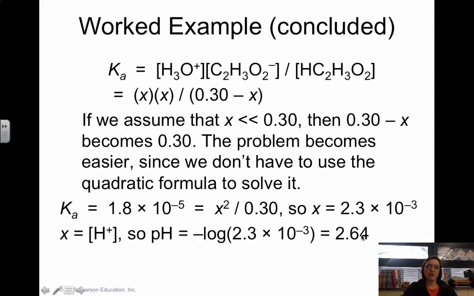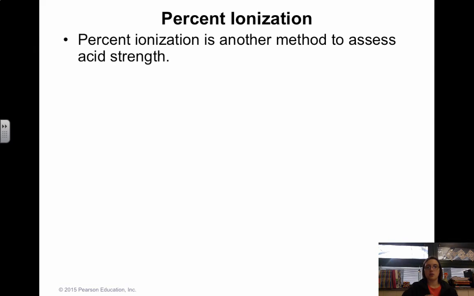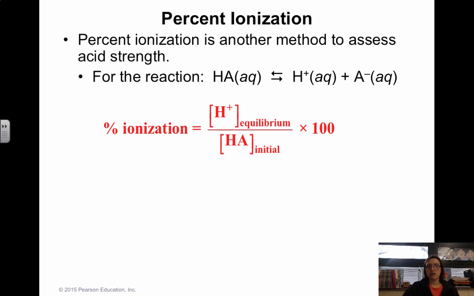So notice that we have to use ice tables because not all of the acid is ionizing to give H plus. We have to use an ice table because only some of it ionizes. Now when we make assumptions that x is very small, we have to check the validity of it by calculating percent ionization. So percent ionization is simply another method to assess acid strength. For this general reaction, percent ionization can be calculated as the H plus concentration at equilibrium divided by the initial acid concentration. And then because it's a percent, you multiply it by 100.